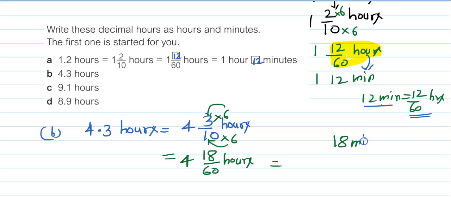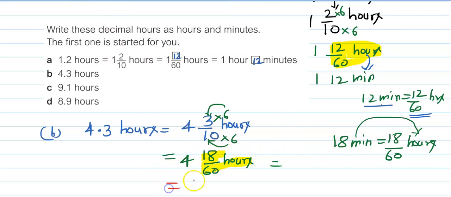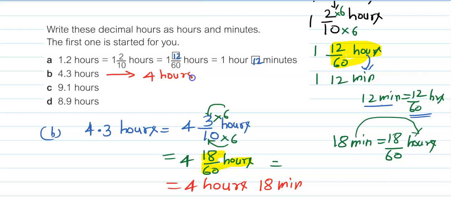18 minutes is 18 divided by 60 hours. To convert minutes into hours, you divide by 60. So here it is 18 over 60, and in this place you can write 18 minutes. So this answer will be 4 hours 18 minutes.